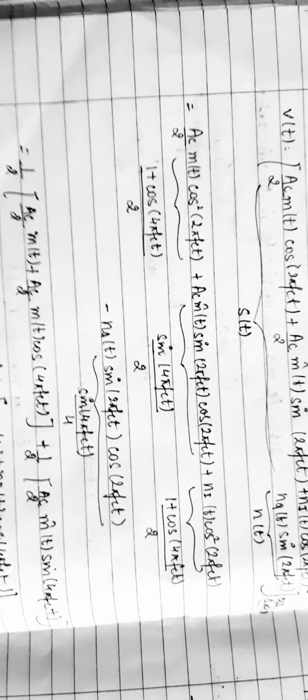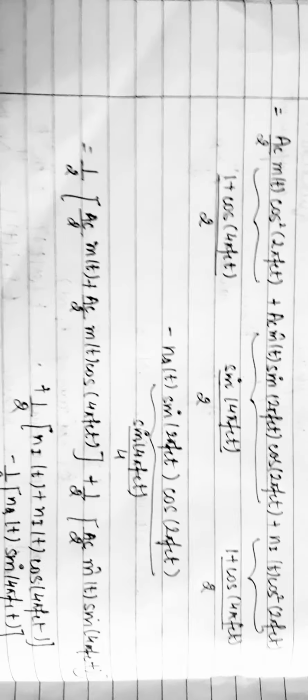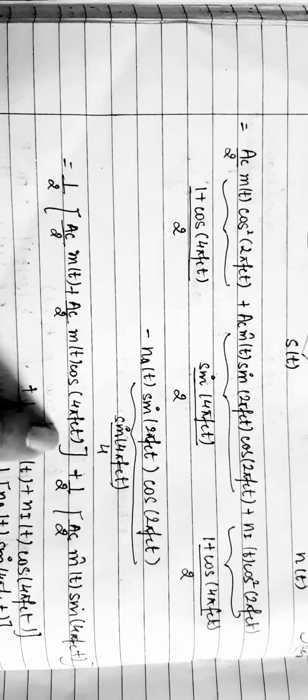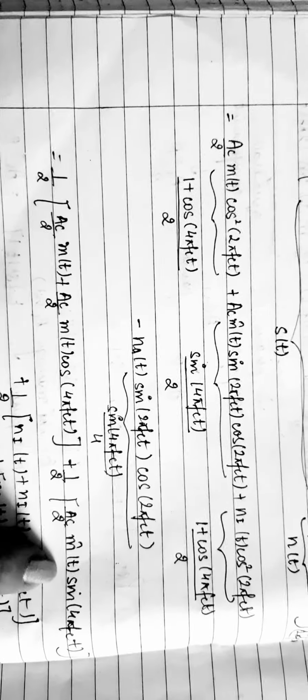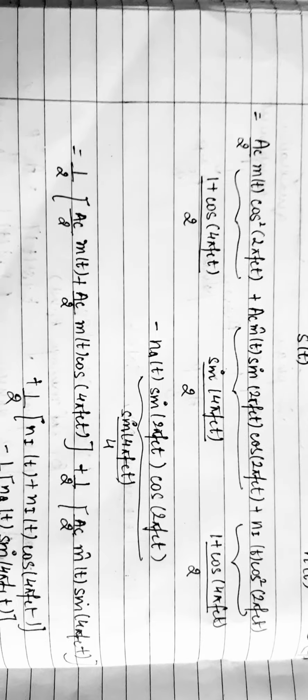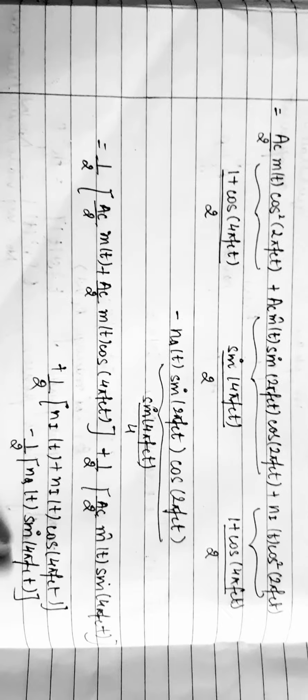Similarly we will use the trigonometric identity for the simplification. Now we will get over here, that is 1/2 (A_c/2 m(t)) plus A_c/2 m^(t) cos 4πf_ct plus half A_c/2 m^(t) sin 4πf_ct plus half n_I(t) plus n_I(t) cos 4πf_ct minus half n_Q(t) sin 4πf_ct.